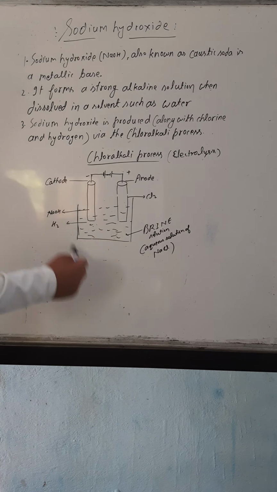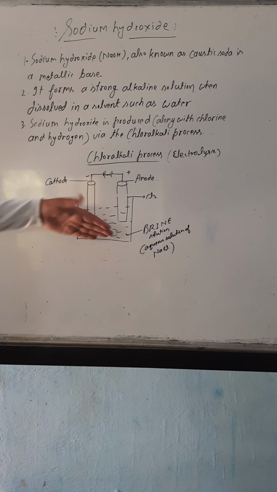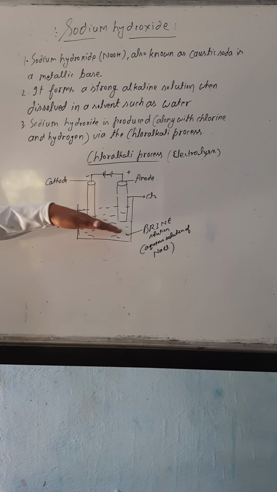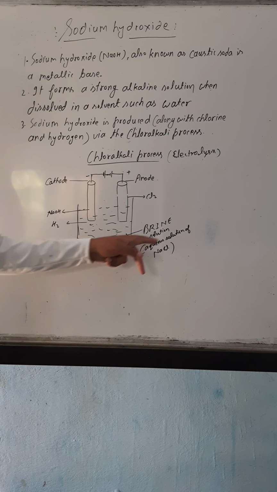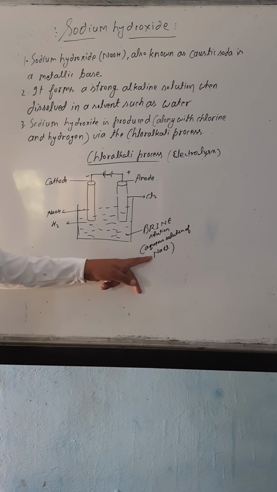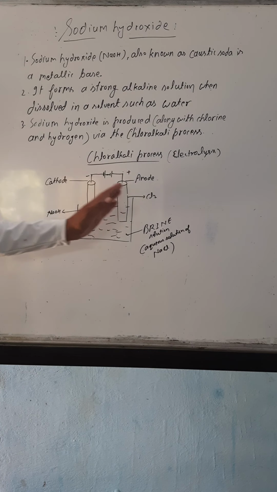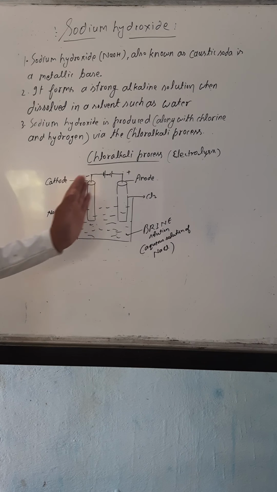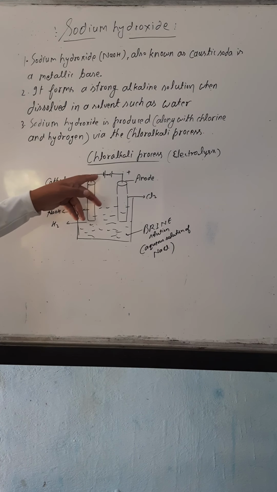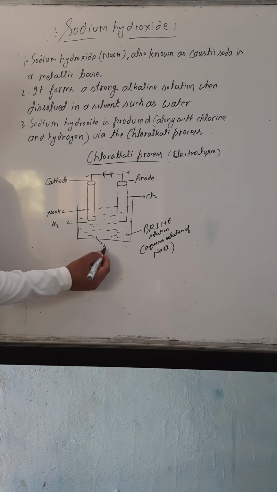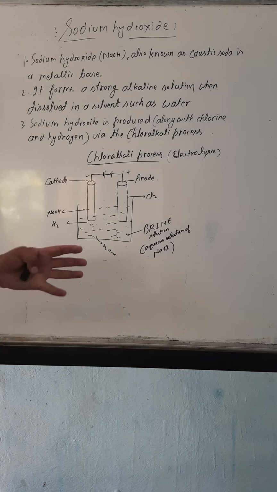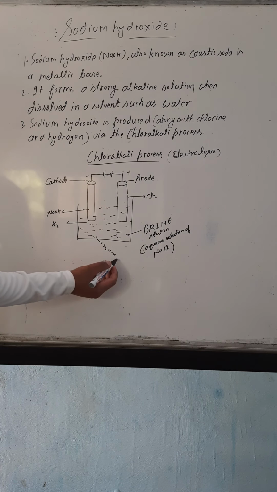What will we do? First, we will take a pan, and here you will take the brine solution. What is brine solution? It is the aqueous solution of the common salt, that is NaCl. Then there are two electrodes, one cathode and one anode, and you will connect them with a battery. When you pass electricity through this, what will happen? From the solution, the water will split into hydrogen.